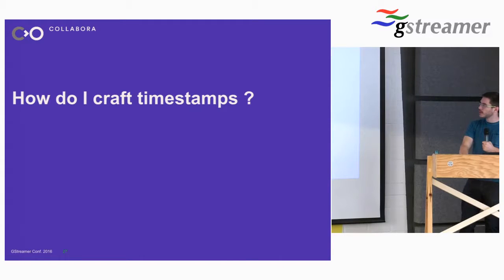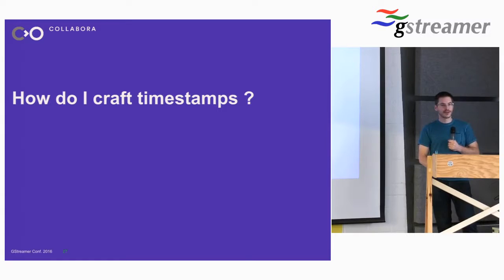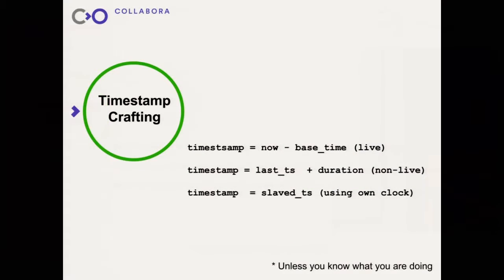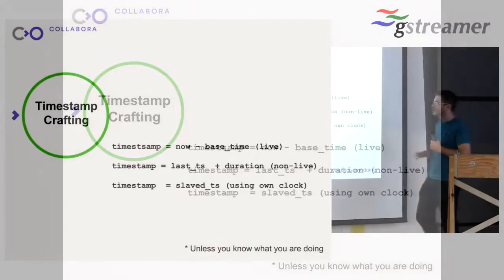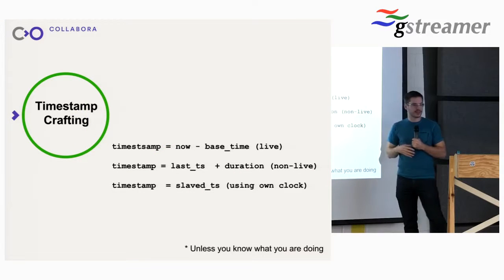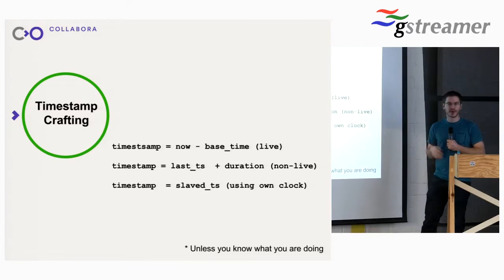Then it's always interesting to know how to produce timestamps. Very often you create an element, an appsrc as an example, and you need to put timestamps on your buffers, but you don't really know how. Well, I don't have a magical answer for you, but there are multiple ways you could create valid timestamps, and multiple ways you could create wrong timestamps.